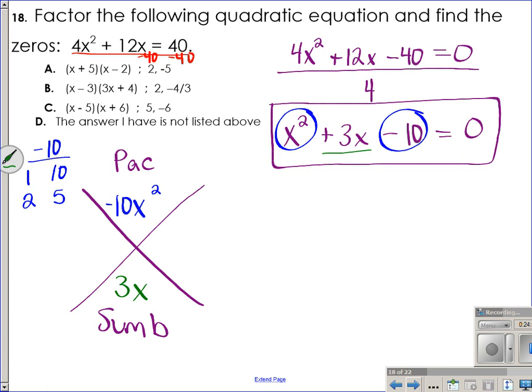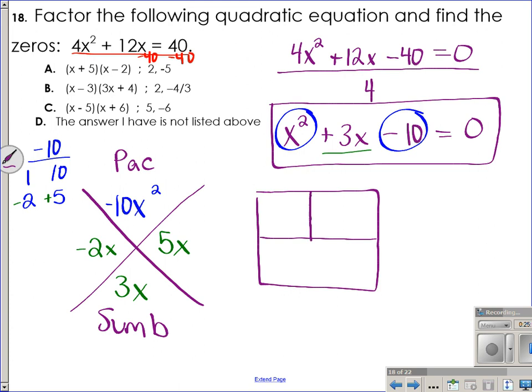So the only way we're going to get that is with a positive 5 and a negative 2. So in my x then, I'm going to put negative 2x, positive 5x. Negative 2 times 5 is going to give me a negative 10 in the top. Negative 2 plus 5 is going to give me a positive 3 on the bottom. Okay? Now I'm going to go to my x, or my box.